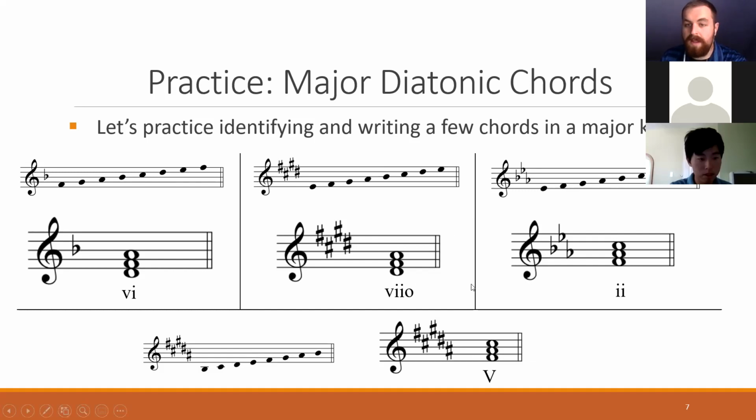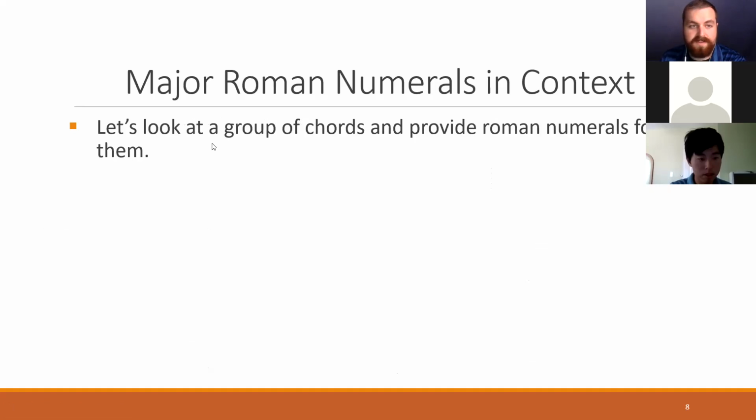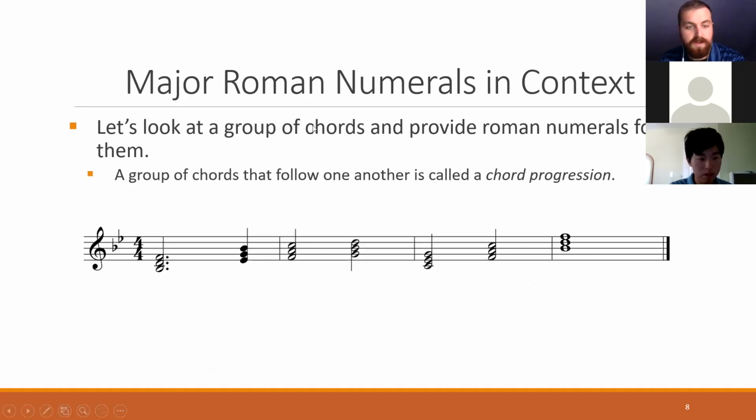Okay, let's move on. So let's look at Roman numerals in context. We're going to take what we just did and explode it a little bit, and you'll see what I mean. So here is a poor attempt at music making, but a perfect attempt at creating an exercise for us. So here is a group of chords. These chords logically follow one another. This is called a chord progression. We will have entire days devoted to chord progressions next week. But for right now, here's a chord progression.